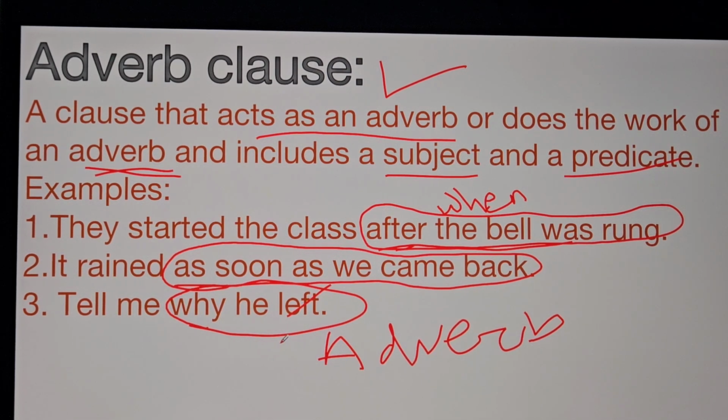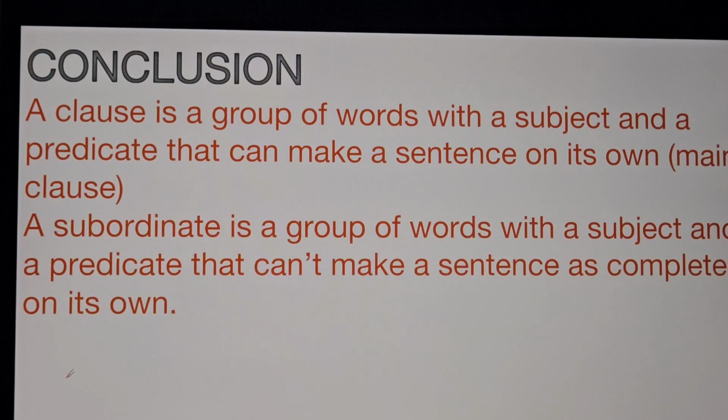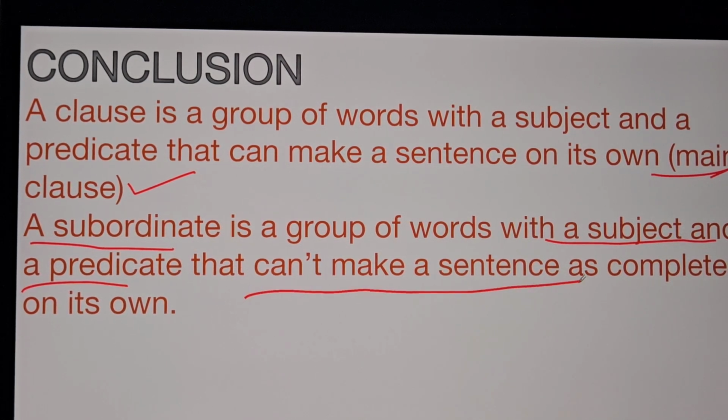I think you have understood all the clauses: adjective clause, noun clause and adverb clause. So finally we have come to the conclusion. A clause is a group of words with a subject and a predicate that can make a sentence on its own. That is the main clause. But a subordinate clause is a group of words with a subject and predicate that cannot make a sentence complete on its own. Here this can make a sentence complete on its own, but this cannot.